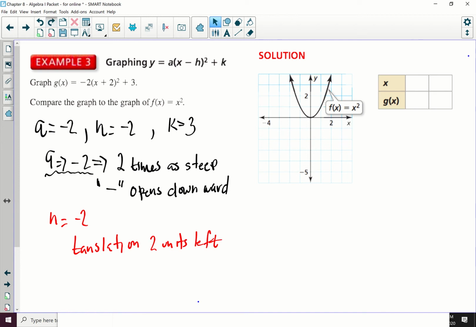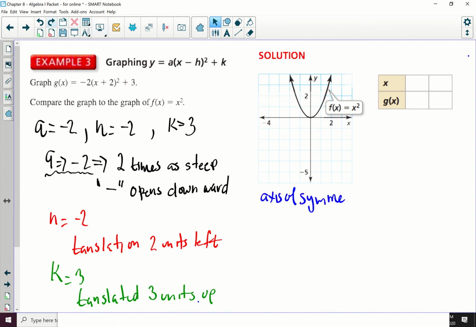Our last one is k. K is a positive 3, meaning that it was translated up 3 units. So we have a transformation. If we're comparing it to our parent function x squared, this function is 2 times as steep. It's opening downward, shifted to the left 2 units, and up 3 units. So that's what we can expect when we graph it.